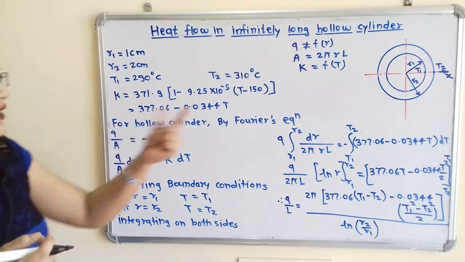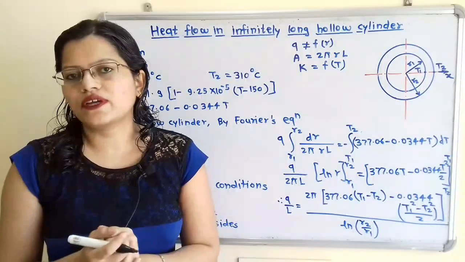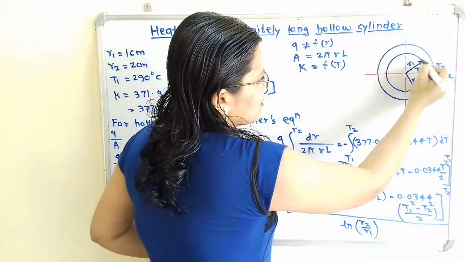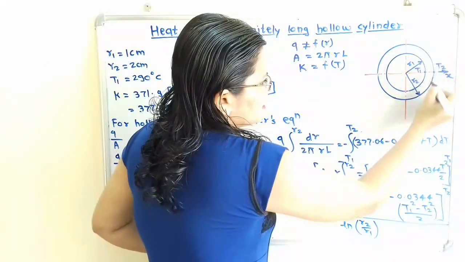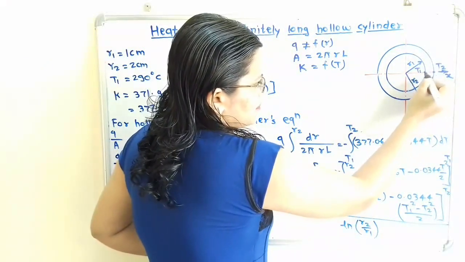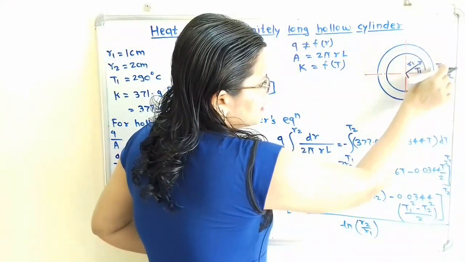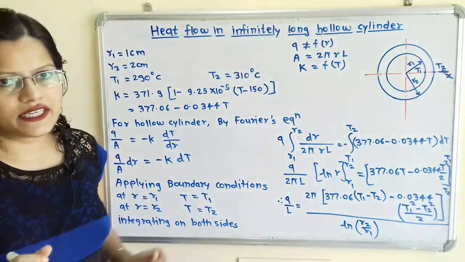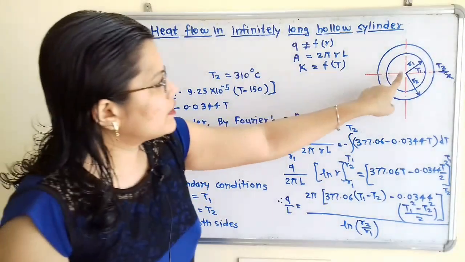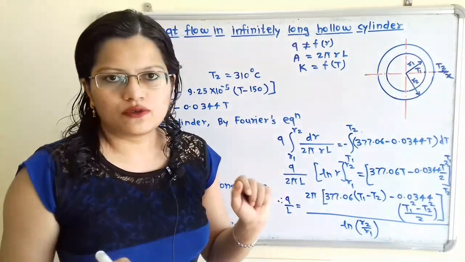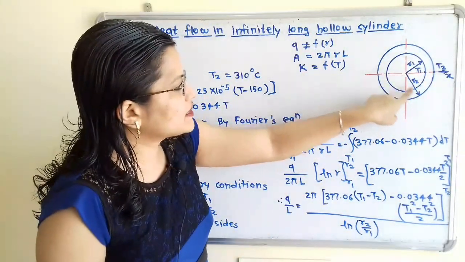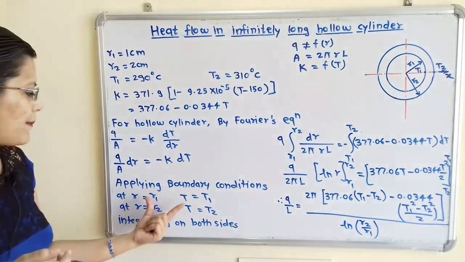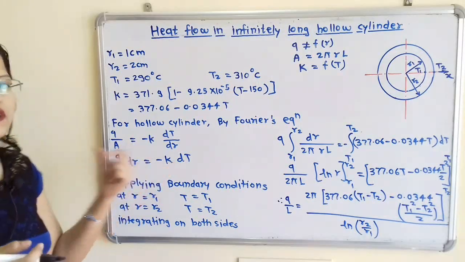Now we will apply the boundary conditions. When we take the integration, it is limited to the inner radius and outer radius, so it is limited to only this thickness of material, because heat flow takes place only along the thickness. So when r is equal to r1, then T is equal to T1, and when r is equal to r2, then T is equal to T2.